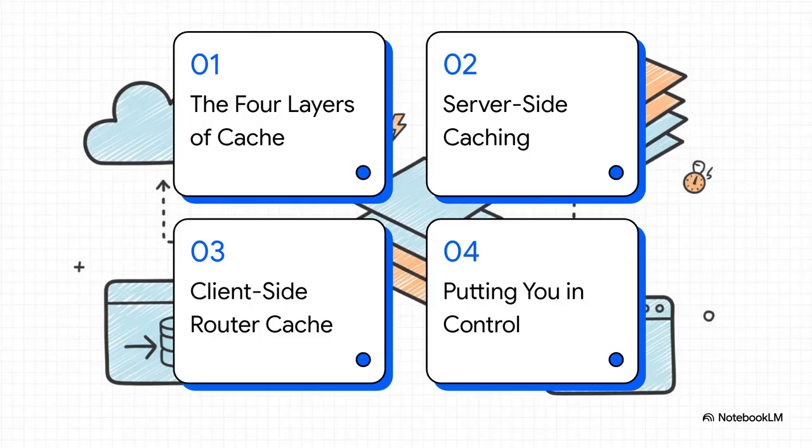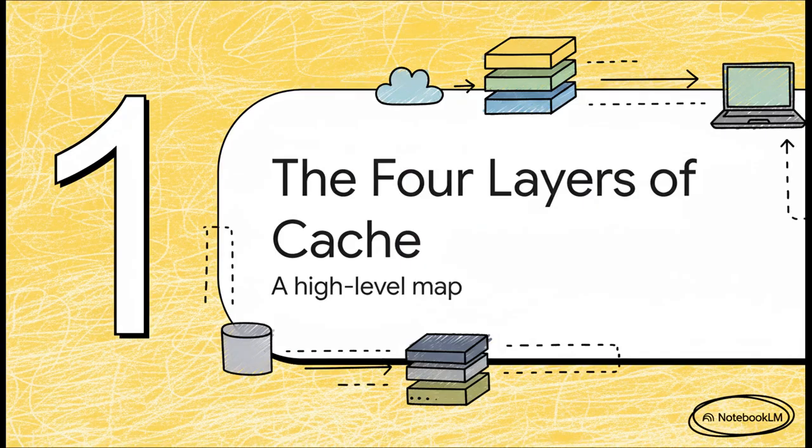All right, so here's the game plan for this explainer. We're going to peel back each of those layers. First, we'll get that high-level overview. Then we'll dive deep into the server-side stuff, pop over to the client side to see how the router cache works, and finally, and this is the important part, we'll look at how you can take control of the whole thing.